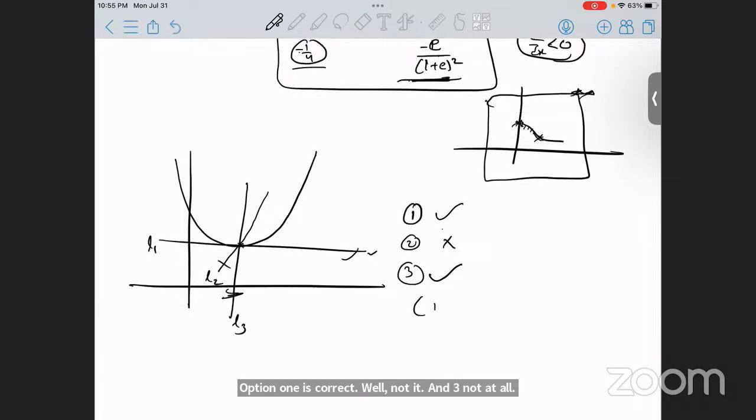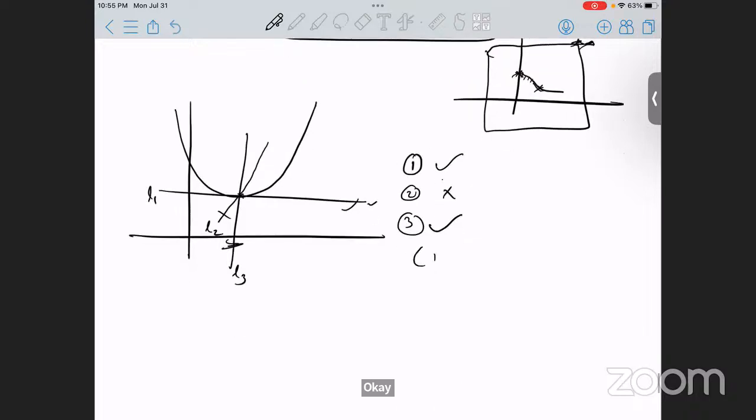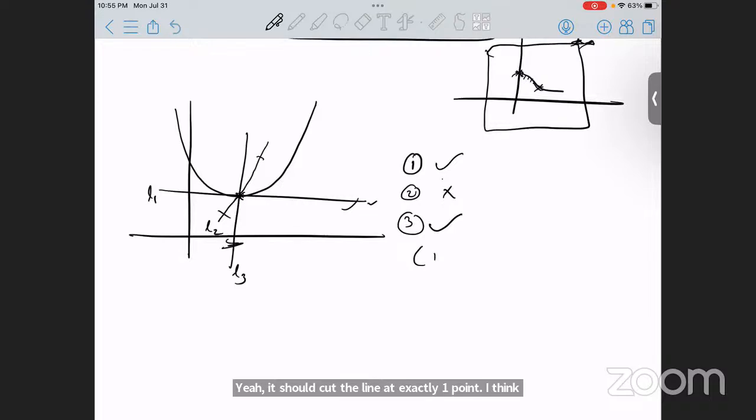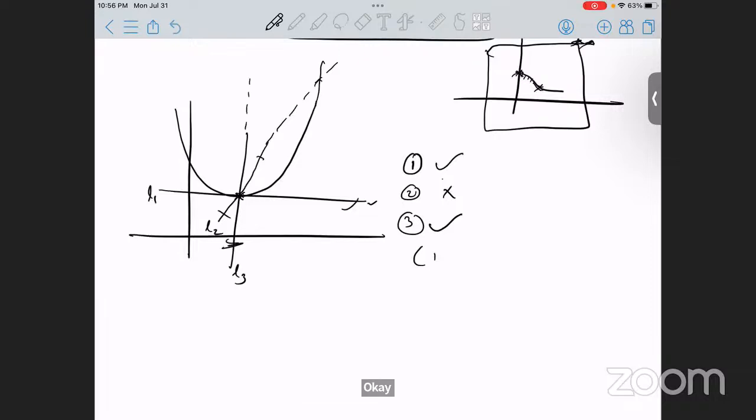The tangent means it should cut the curve at exactly 1 point. Nothing more than that. You're thinking that L2 is also cutting at exactly this point. But the problem with L2 is that if you extend this line, it will touch some other point. If you extend this L3 line, it won't touch it anyway. But why is it not a tangent?